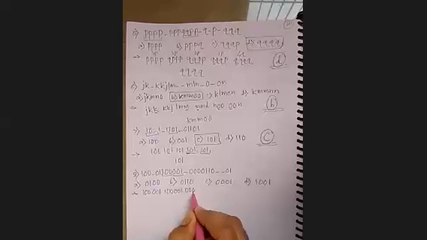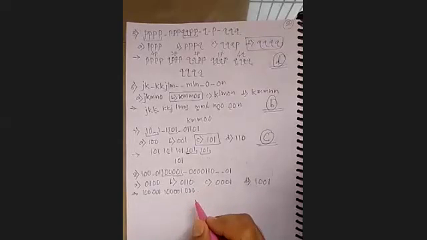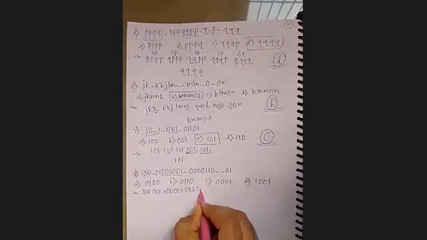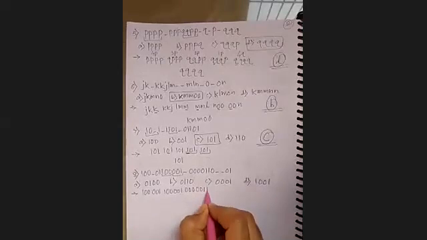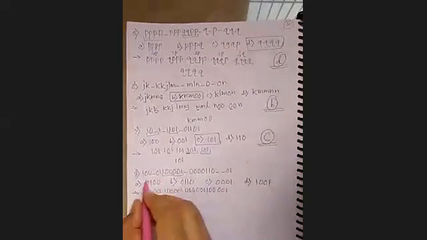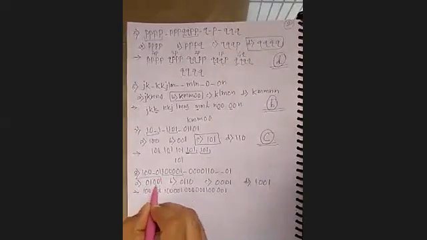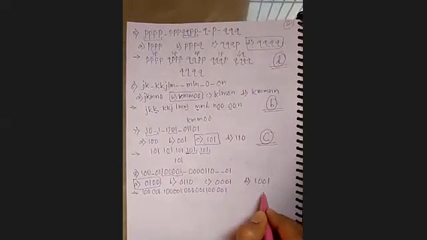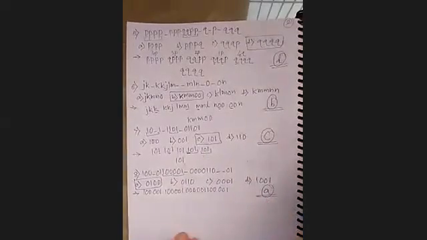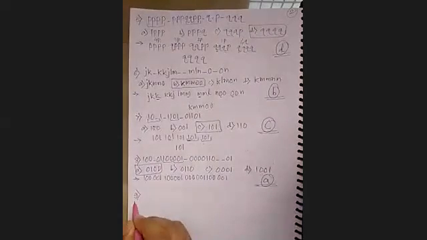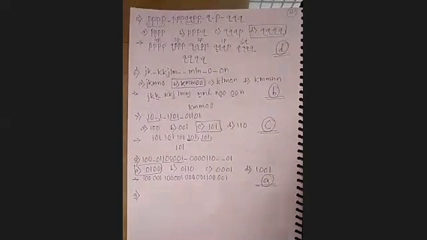0 0 0, right? Then I think 0 0 1, and 1 0 0, and 0 0 1. Fine. So because of that, here you require the 0 1 0 0, and therefore the answer of this question is A. Fine. Next one.